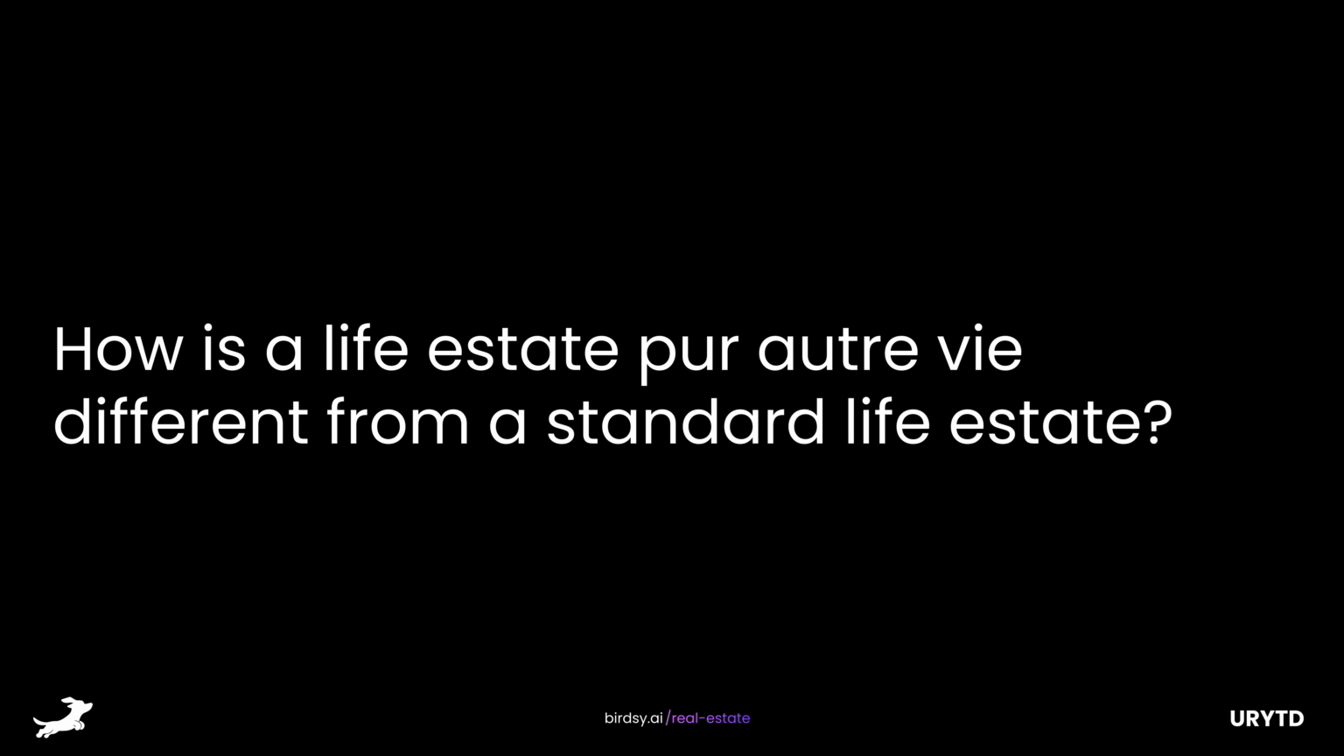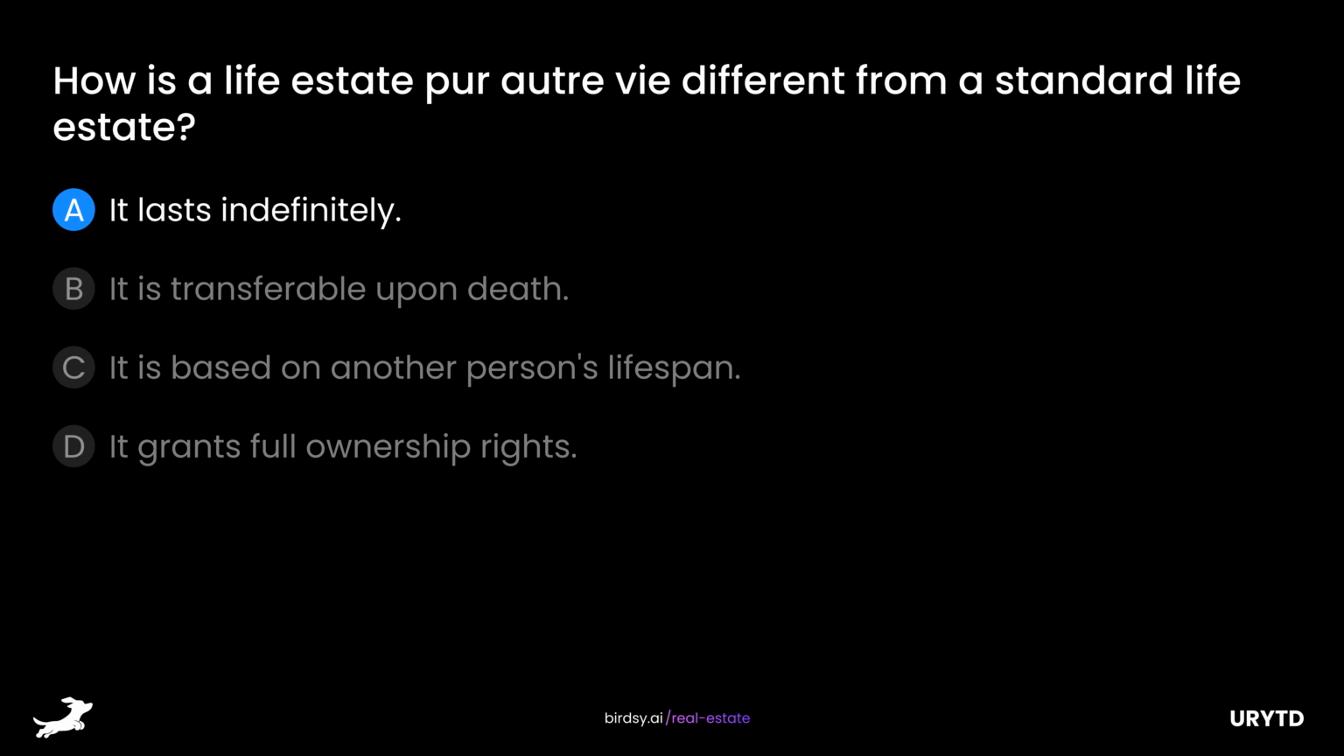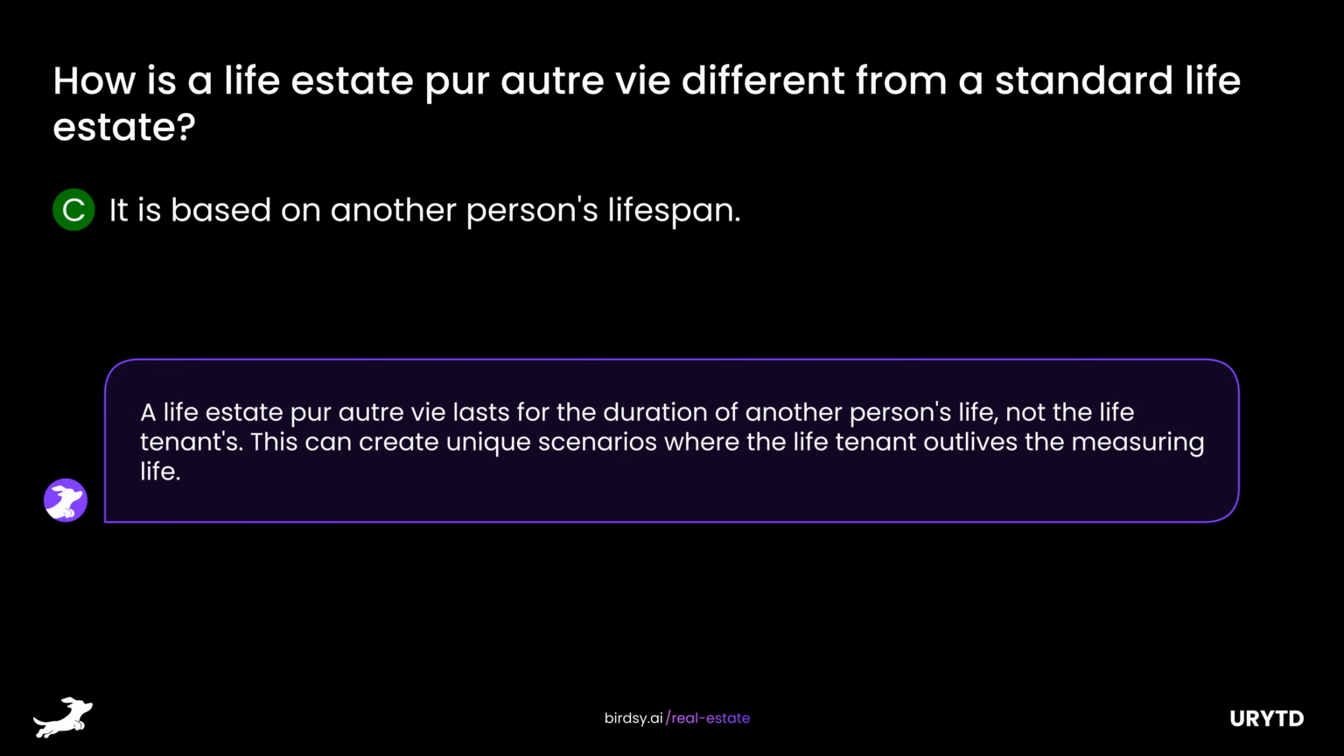How is a life estate pour autre vie different from a standard life estate? Is it A, it lasts indefinitely, B, it is transferable upon death, C, it is based on another person's lifespan, or D, it grants full ownership rights? The answer is C, it is based on another person's lifespan. A life estate pour autre vie lasts for the duration of another person's life, not the life tenant's. This can create unique scenarios where the life tenant outlives the measuring life.